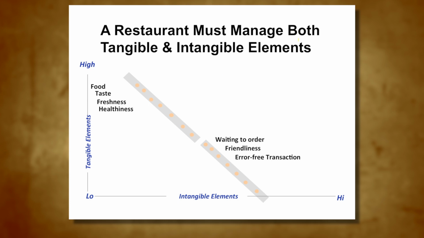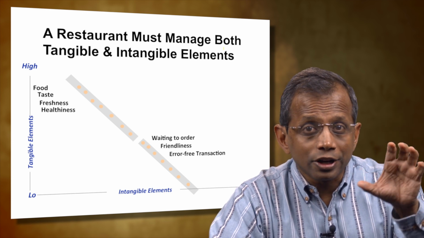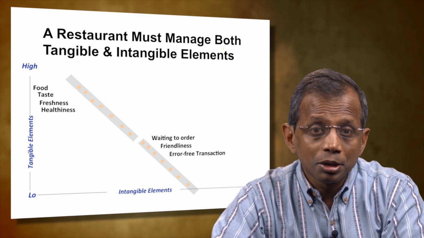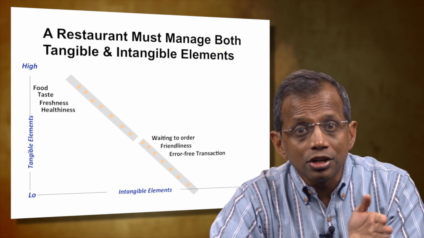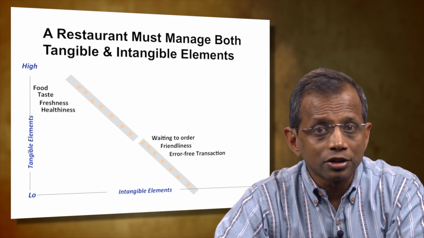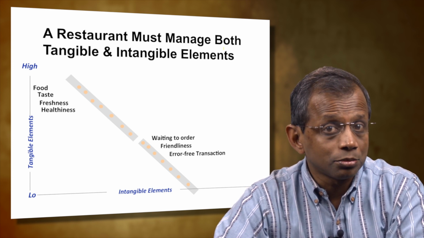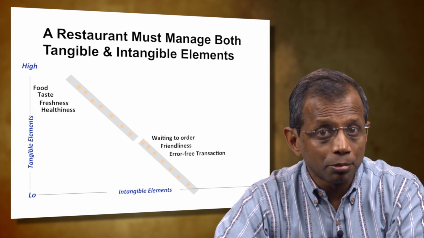In summary, to ensure superior performance, a service system like the restaurant must manage both tangible and intangible elements. Tangible elements are on the y-axis. Good, fresh health food is necessary, but not sufficient. We need robust interactions, the intangible elements. We need superior management of this intangible experience. Otherwise, customers will not return and may even go and complain on sites like Yelp.